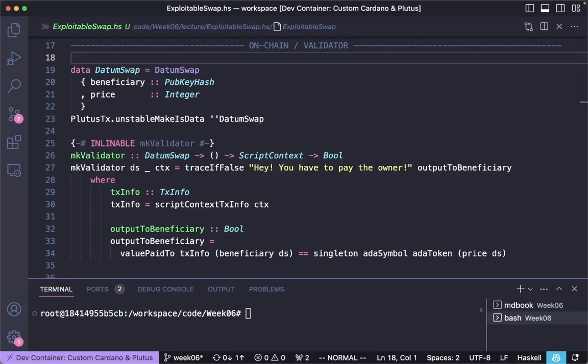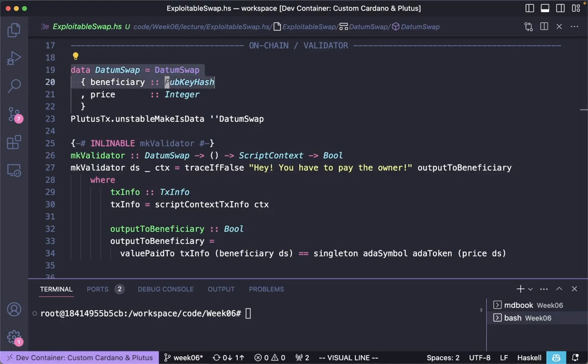To make a more secure trade, you can use a swap contract sort of like this one. You can lock the tokens or the NFT in this validator and provide the beneficiary, that is you, and the price that you are willing to accept. And then if someone wants to actually get those tokens or the NFT, it has to pay you the agreed upon price in the same transaction. Let's see how it works.